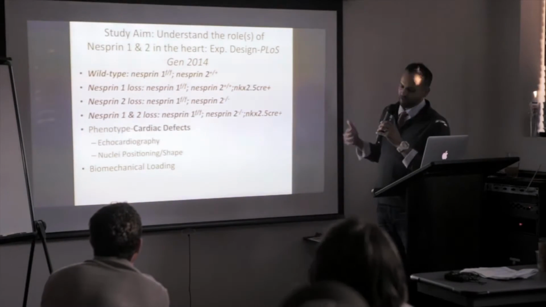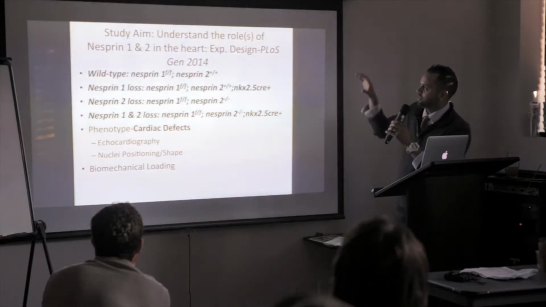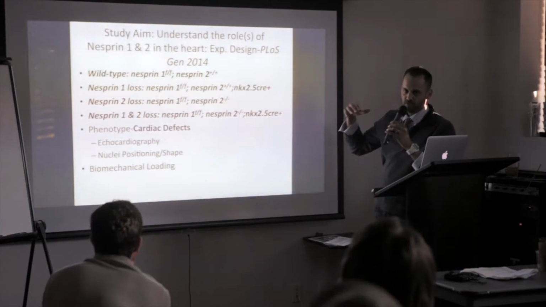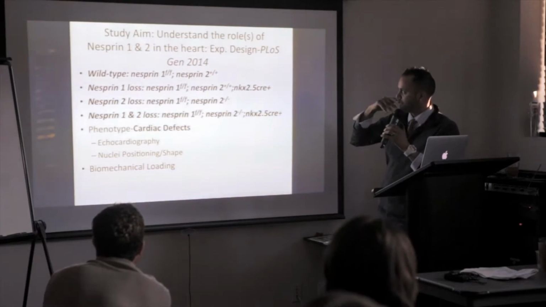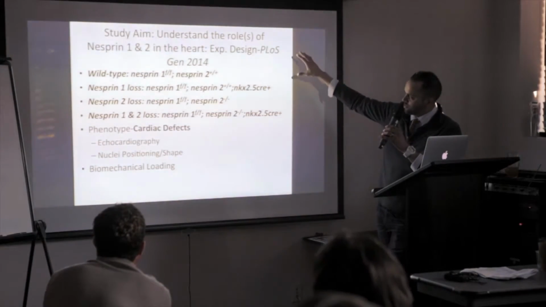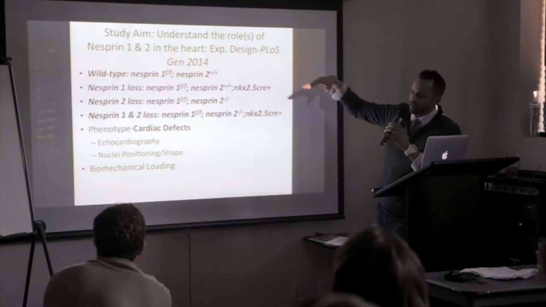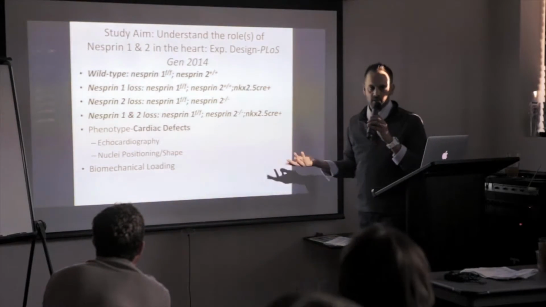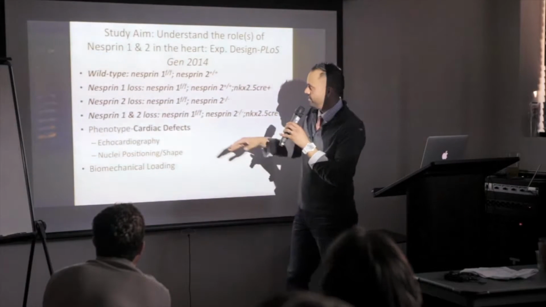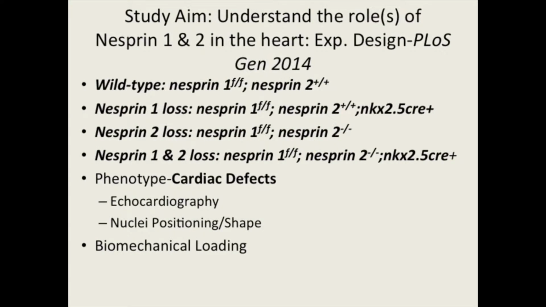But the study aim that I've been working on for the past 3-4 years is to understand the roles of nesprin 1 and nesprin 2 in the heart, in the cardiac muscle cell. And the way we designed this, and it just recently got published, was making mouse models. We work with mouse models in our lab. So we had a mouse model where you have both nesprin 1 and nesprin 2, a mouse model where only in the cardiac muscle cells you lose nesprin 1, a mouse model of nesprin 2 loss, and a mouse model where you lose nesprin 1 and nesprin 2 in the cardiac muscle cell.